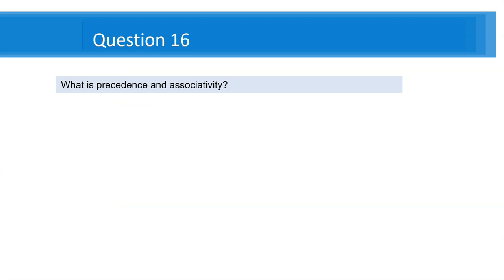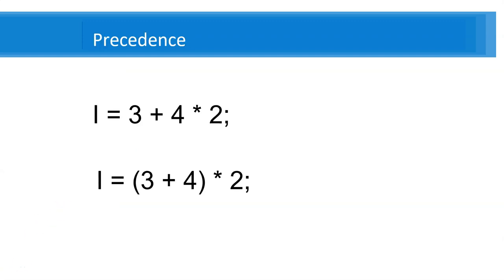Next question is, what is precedence and associativity, right? So precedence, all of you know in this particular case: i equal to 3 plus 4 star 2. If you have to calculate the answer, you would do 4 into 2 first before you add 3 to it, right? So the answer would be 11 and not 14, because you would do only 4 into 2 first.